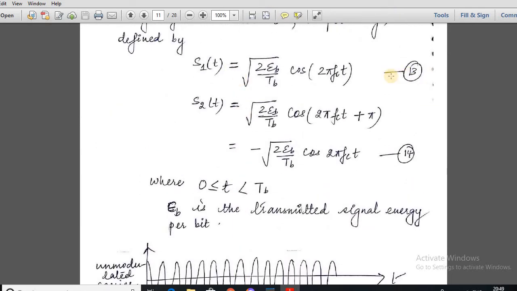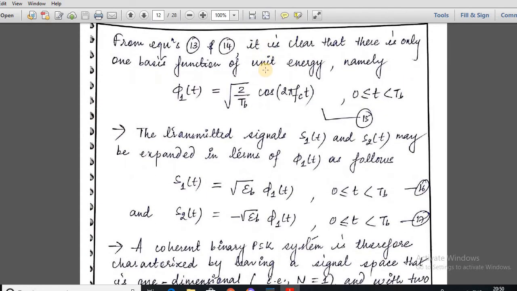Just look at equation number 13. Let's break this down. It can be written as root 2 by Tb multiplied by root Eb. So root Eb, write it this side, and the remaining term is root 2 by Tb cos 2 pi fct. That part is your carrier, and the signal coefficient is root Eb. So that is written over here.